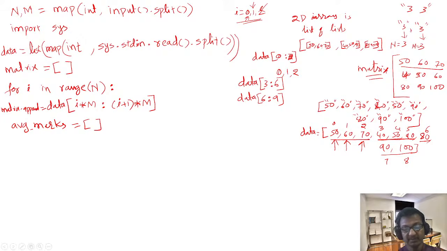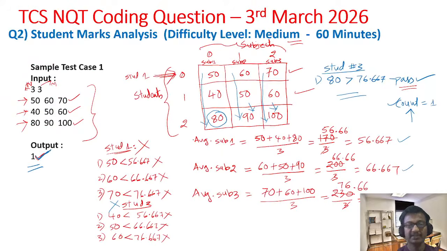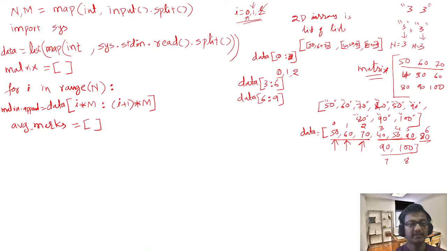Once I calculate average marks for each subject, I store it into that list. Once I have these marks available with me, then I can go on comparing each student's marks with those average marks. So for that we take a variable called average marks.